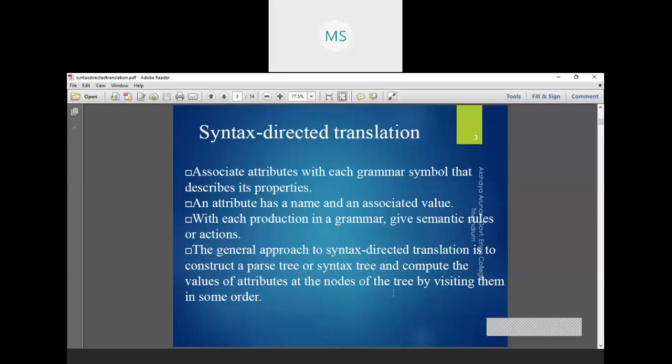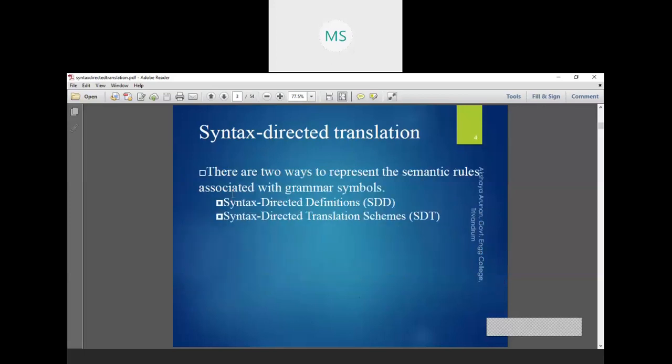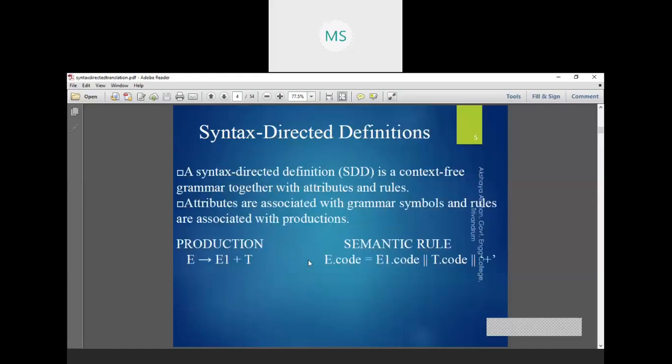How to evaluate each node? Which order should be followed? That detail is studied in the syntax directed translation scheme. You see, in this introduction we studied there are two ways to represent the semantic rules associated with the grammar symbol. One is syntax directed definition, the second one is syntax directed translation scheme. In the exam you get separate questions on syntax directed definition and syntax directed translation schemes.